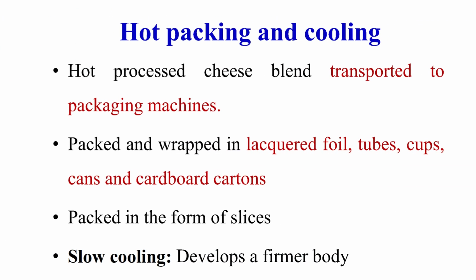The hot processed cheese blend is then transported to packaging machines. It is packed and wrapped in various materials like lacquered foil, tubes, cups, cans, and cardboard cartons. It is often packed in the form of convenient slices.